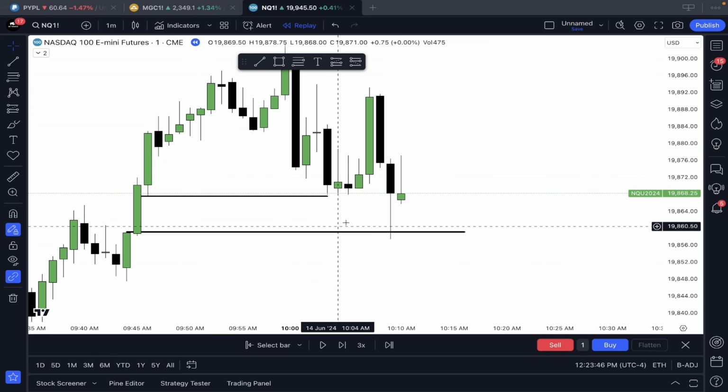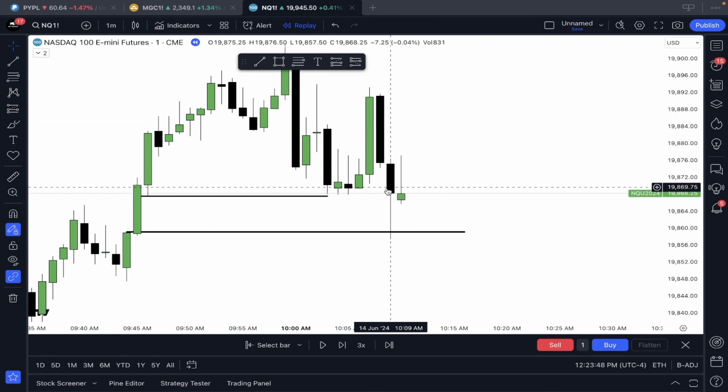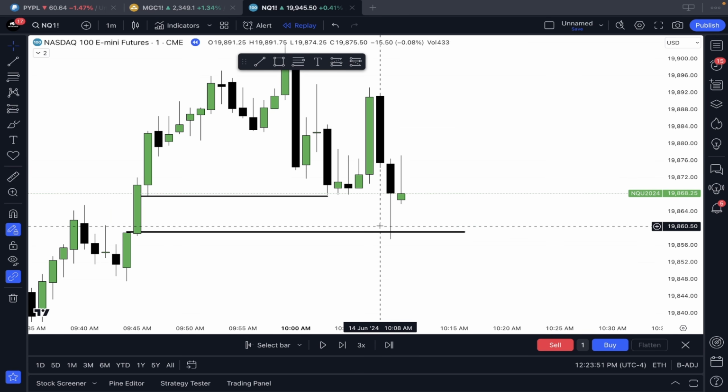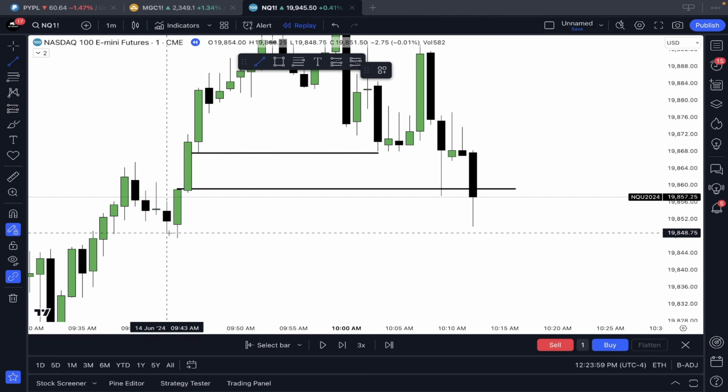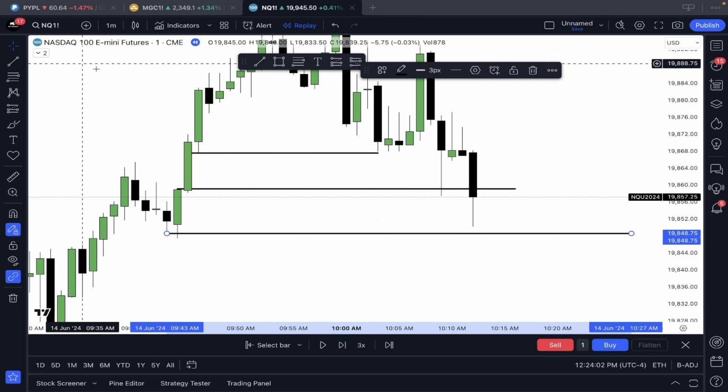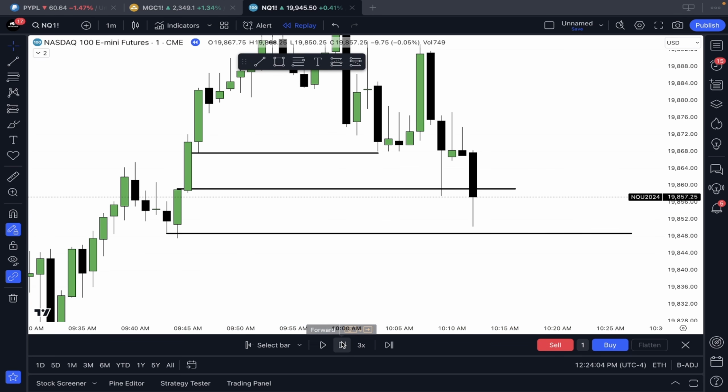You can see we wicked it, but we still haven't filled it. Because we wicked it, this gives me good confirmation that we will fill it. As you can see, we filled the fair value gap. We have liquidity resting under these highs. You don't really need to know that, but we could continue a little bit lower before we continue higher.